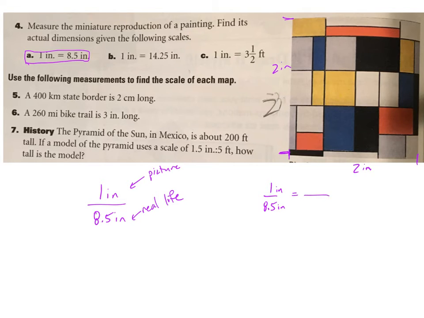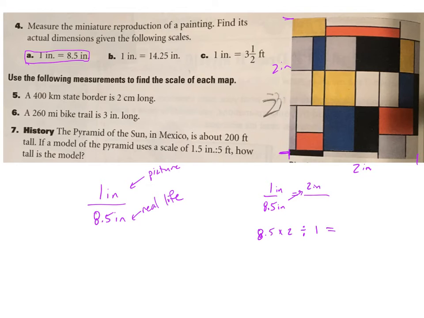So then that 2 inches, because that is the picture measurement, so it's just like our 1 inch on top here is a picture. This 2 inches is our picture measurement. So we would put 2 inches here. And then it would just be a simple cross multiply. So multiplying on the diagonal. So 8.5 times 2. And then divide by that 1.